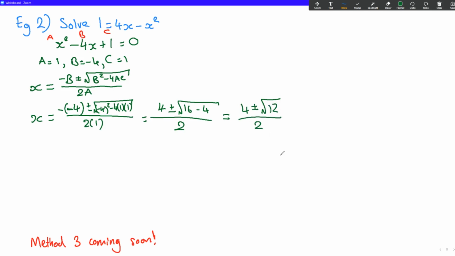And now we have a slight issue because we can't evaluate root 12 as easily as we could with root 81, because this doesn't give us a whole number. But if you think back to simplifying surds, we can actually simplify this surd. So I'm going to do this on the side. So root 12, to simplify root 12, we need to find the largest square factor.